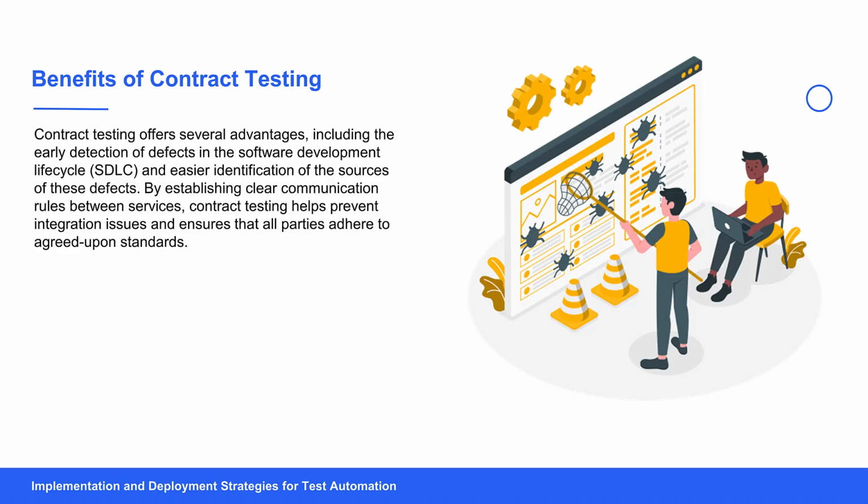Additionally, contract testing makes it easier to identify the source of defects. Since the contract clearly defines the expected interactions, it becomes straightforward to pinpoint where things are going wrong when a test fails. This clarity helps reduce the time spent on debugging and ensures that issues are resolved more quickly. Overall, contract testing not only improves the quality of the software, but also enhances the efficiency of the development process.